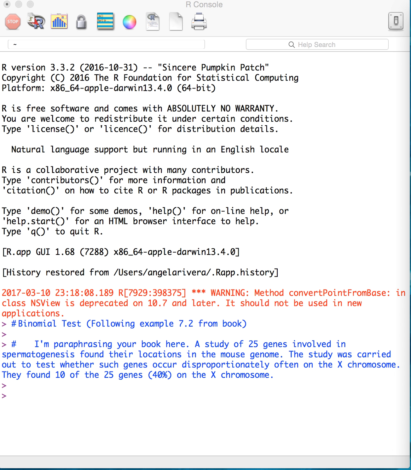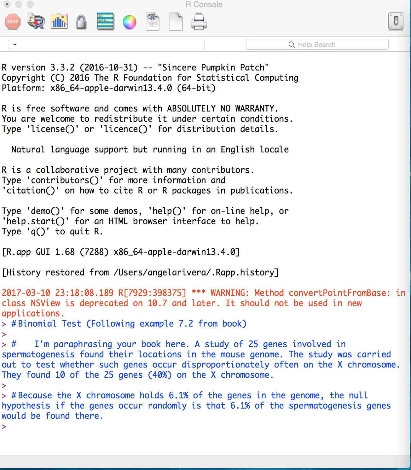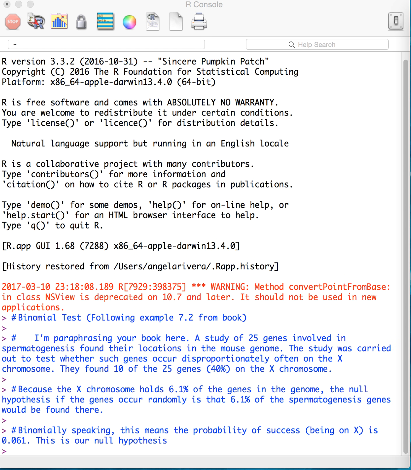However, in formulating the null hypothesis, because the X chromosome holds 6.1% of the genes in the genome, the null hypothesis, if the genes occur randomly, is that 6.1% of spermatogenesis genes would be found on the X chromosome. So, binomially speaking, what this means is that the probability of success being on the X chromosome is 0.061. So this is our null hypothesis for this experiment.